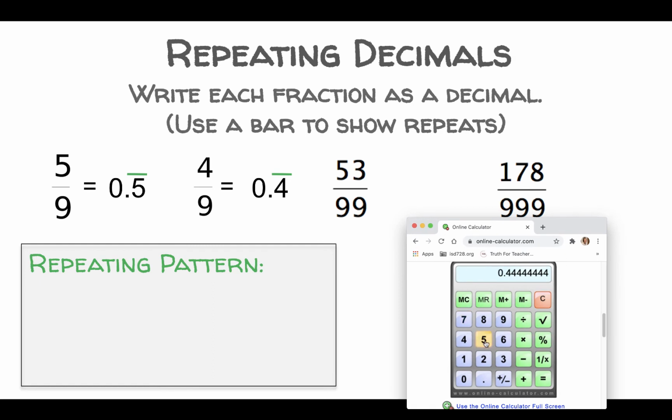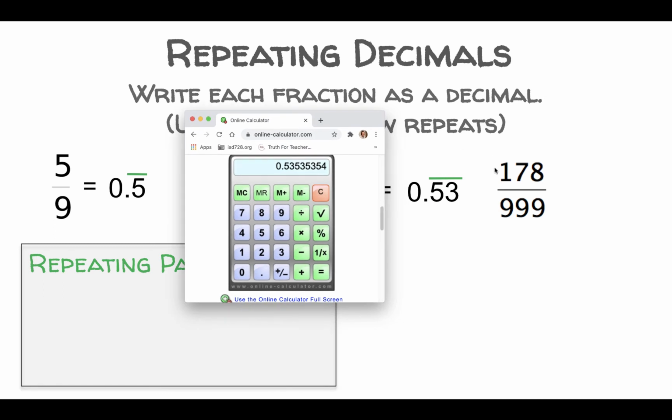53/99. Let's change that to a decimal. 53 divided by 99. 0.535353. It rounded up that 3 to a 4, right? The calculator screen can't go on forever, so sometimes it'll round up that last digit if it's appropriate to. Since the digits 5 and 3 repeat, we want to make sure that the notation bar goes over both of those digits.